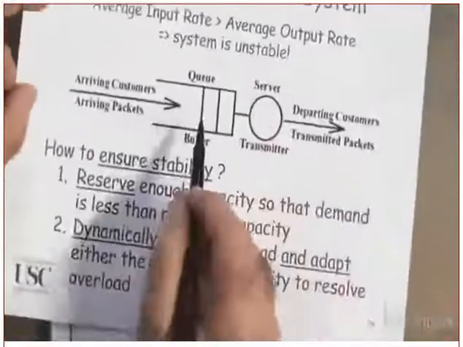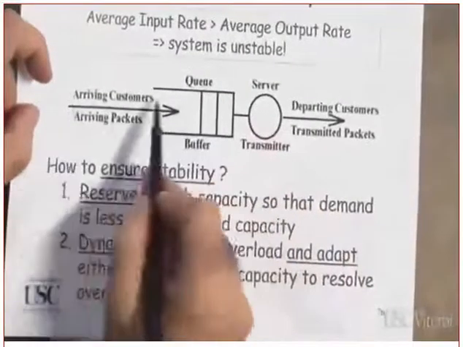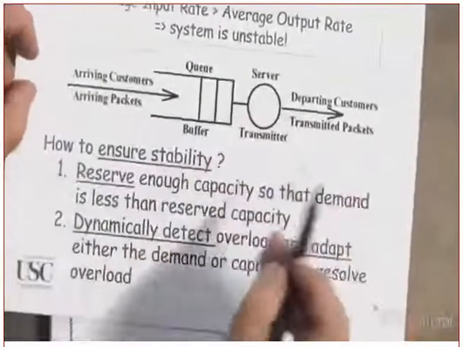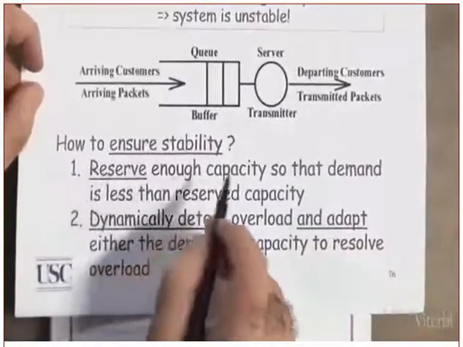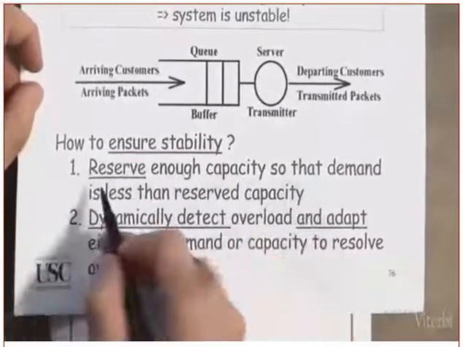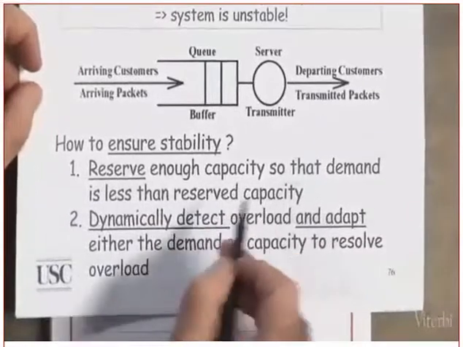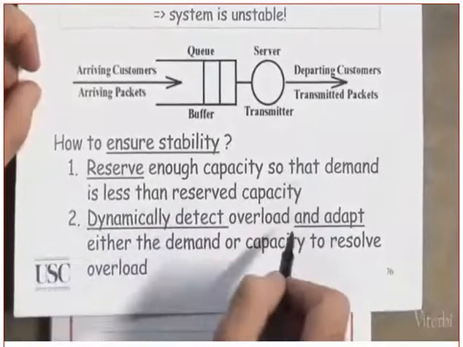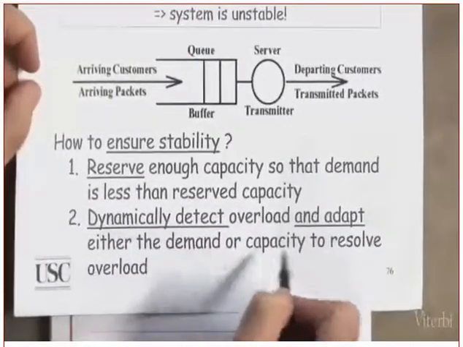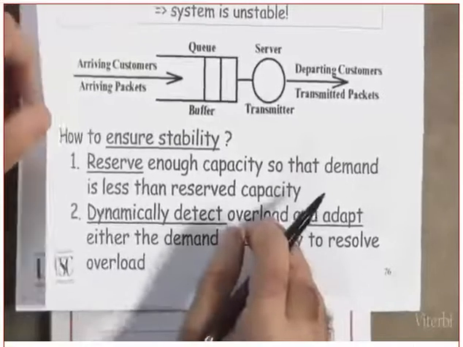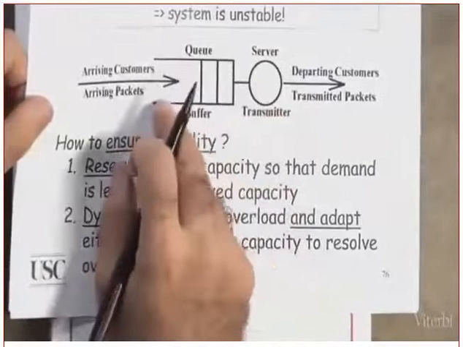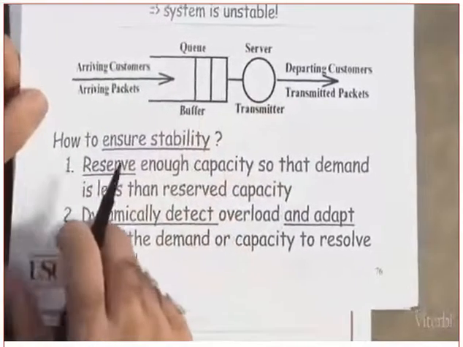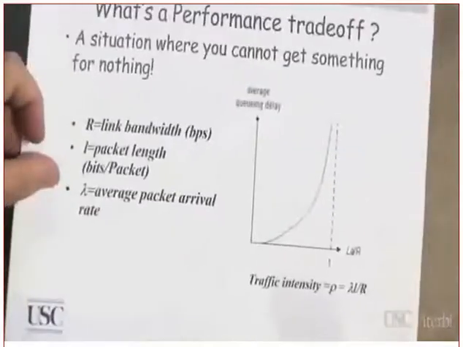Okay. So this is the queue model that I just explained to you. This is the queue, the buffer. These are the arriving customers, the server, the departing customers, and so on. To ensure stability, again, we need to reserve enough capacity so that the demand is less than the reserved capacity. Dynamically trying to detect overload and adapt either the demand or the capacity to resolve overload. The router, by examining the queue, will be able to determine whether congestion will occur shortly or not.